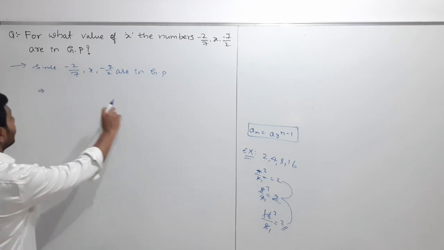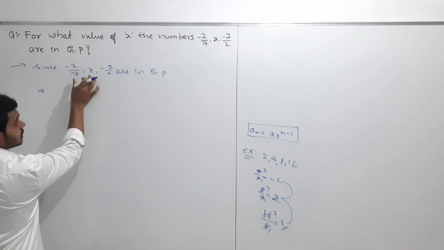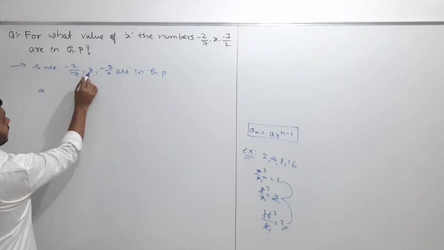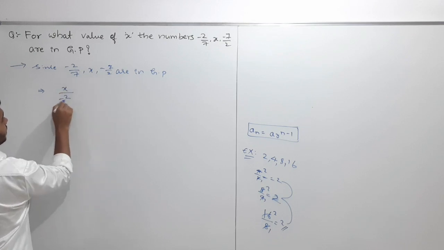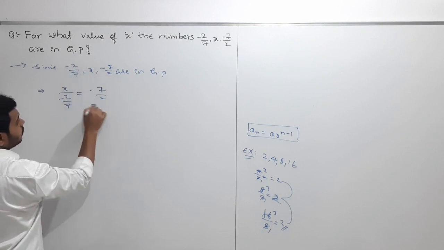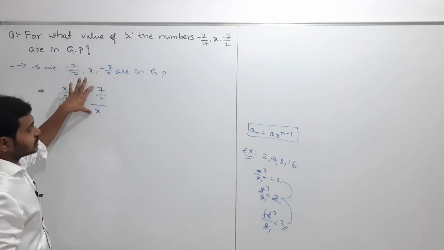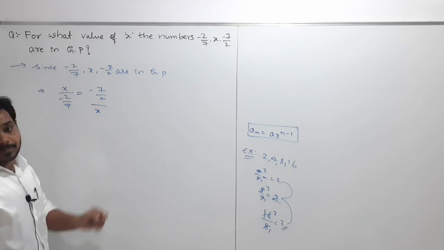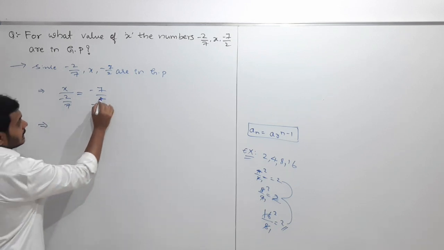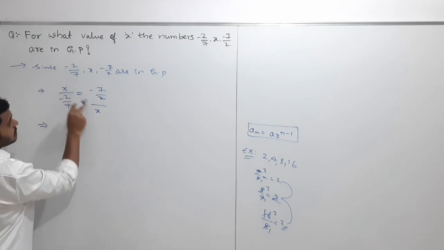Therefore, this implies, my dear students, that the ratio of the first two must equal the ratio of the last two. So I am using this hint: x divided by minus 2 by 7 must be equal to minus 7 by 2 divided by x, because these two ratios should be the same according to the GP definition. Simplify this further and you will get the required x value. Just cross multiply.